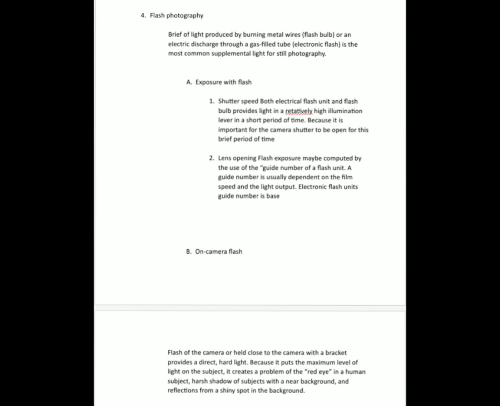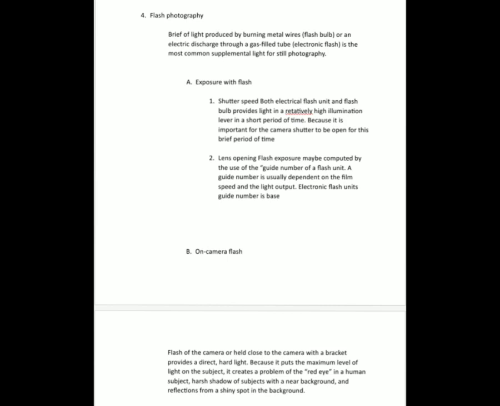Second, we have lens opening. Flash exposure may be computed by the use of the guide number of a flash unit. A guide number is usually dependent on the film speed and the light output of electronic flash units. Last thing, we have also on-camera flash.